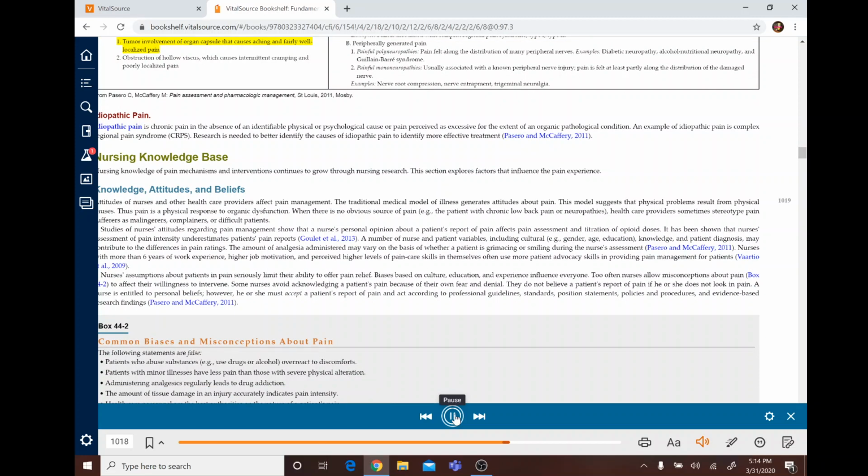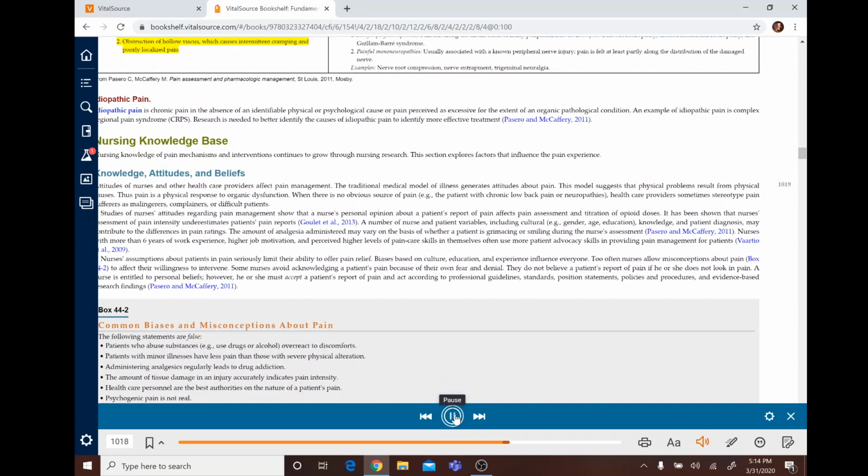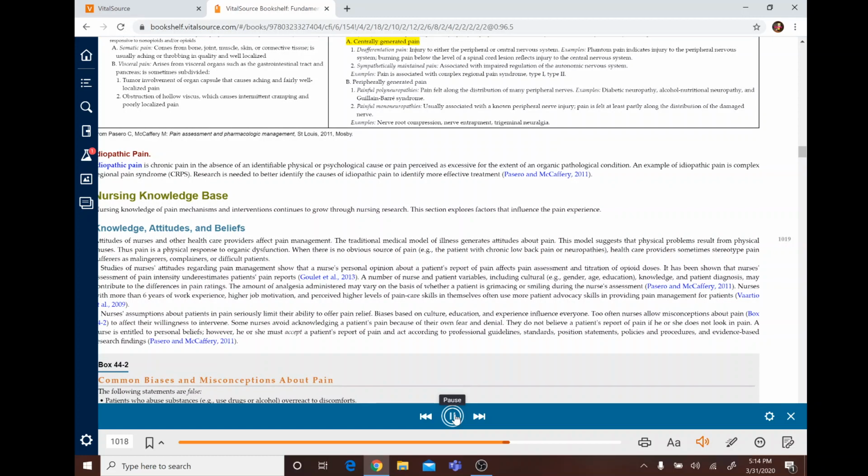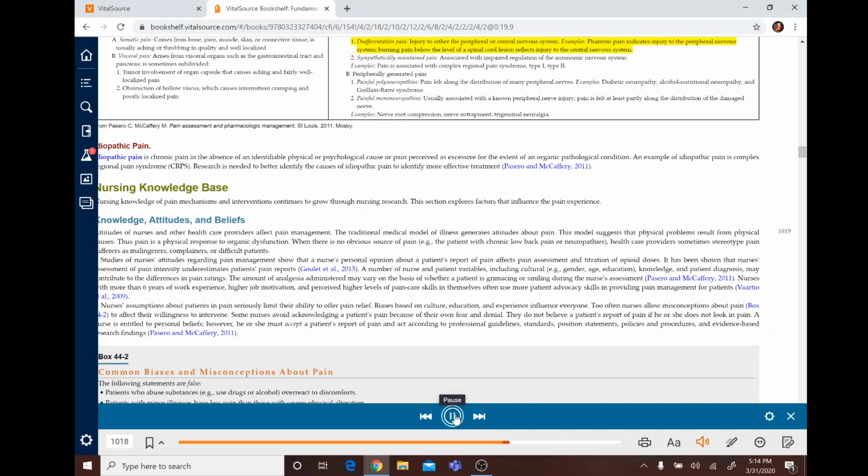1. Tumor involvement of organ capsule that causes aching and fairly well localized pain. 2. Obstruction of hollow viscus, which causes intermittent cramping and poorly localized pain. Neuropathic pain, abnormal processing of sensory input by the peripheral or central nervous system. Treatment usually includes adjuvant analgesics. Centrally generated pain. 1. Deafferentation pain, injury to either the peripheral or central nervous system. Examples: phantom pain indicates injury to the peripheral nervous system. Burning pain below the level of a spinal cord lesion reflects injury to the central nervous system.